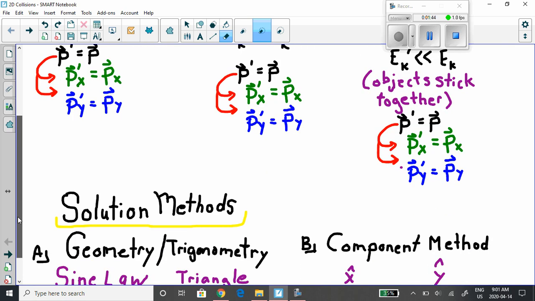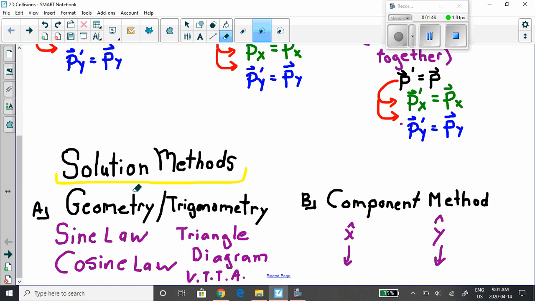Now, how do we solve these problems? Well, there are two main methods here. There's the geometry, trigonometry way, say that five times fast, which involves things that you know already, like sine law, cosine law, drawing a triangle diagram, doing vector tip to tail addition. That's one way of solving it. Some kids like to use this method when solving two-dimensional collisions. Some questions are easier when using this type of solution.